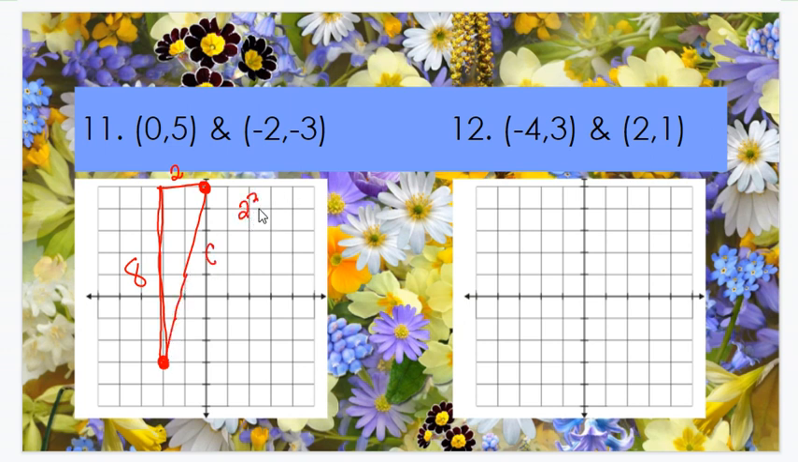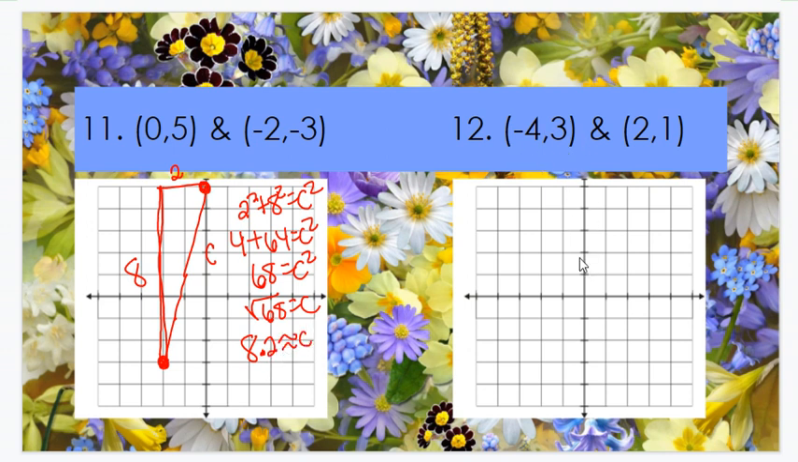All right, so 2 squared plus 8 squared equals c squared. So that's 4 plus 64 equals c squared. So 68 equals c squared. The square root of 68 equals c. And that gives me 8.24. So approximately 8.2 is the distance between these 2 points.